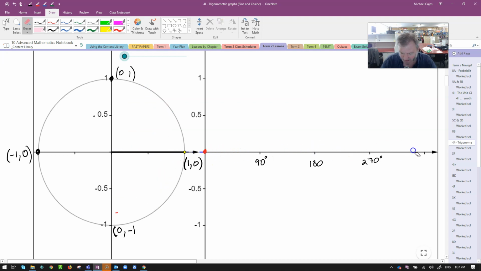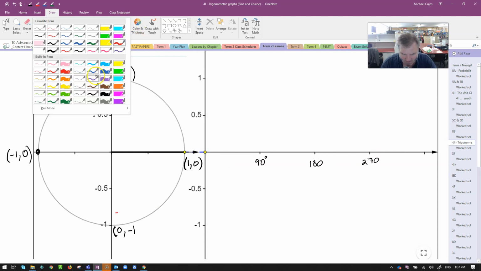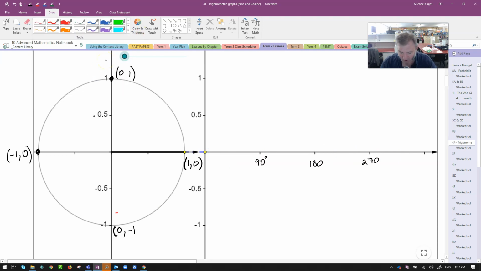Alright, we used red for that one. Let's use a different colour. Purple it is. Alright, so we're going to break it up into the 30 degree sections again, roughly estimating. And we can do that all the way around now if we like.